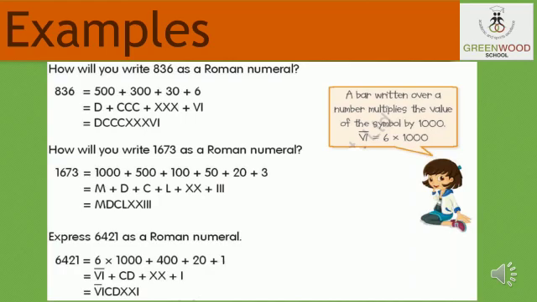So, here express 6421 as a Roman numeral. For that, first write the expanded form. 6000 plus 400 plus 20 plus 1. How to write 6000? First write 6 with a bar on top. 400 means CD. 20 means XX. 1 means I. So, 6421 means 6 with a bar on top, CDXXI.